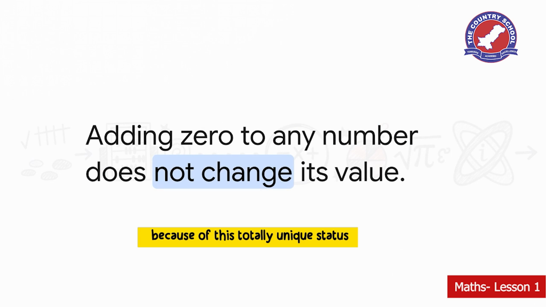Because of this totally unique status, 0 is known as the additive identity. 5 plus 0 is just 5. 100 plus 0 is 100. -7 plus 0 is still -7. Adding 0 to any number does not change its value whatsoever. It is the ultimate neutral player in the game of mathematics, allowing operations to happen without altering the original quantity.